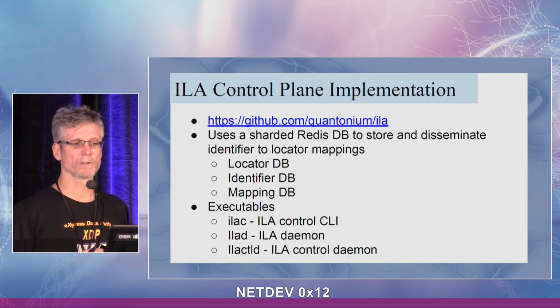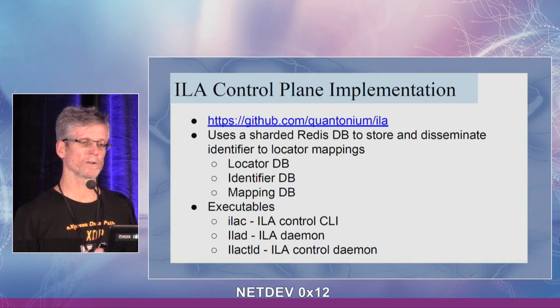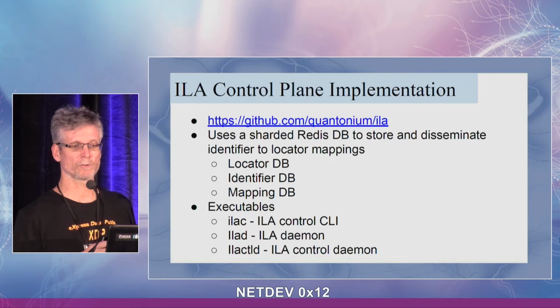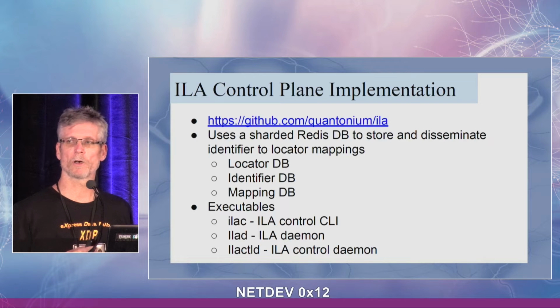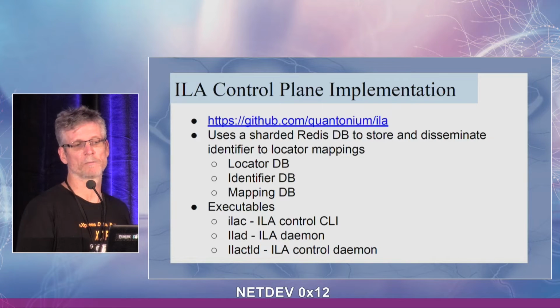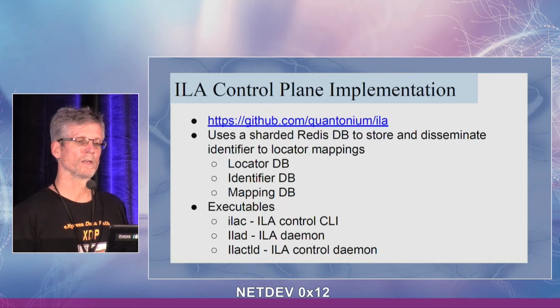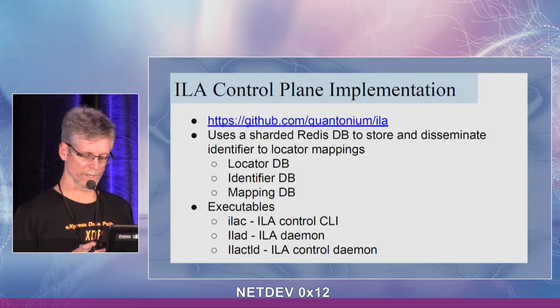We actually divide this up into 3 databases, so I'll have a little more information on that. There's a locator database, identifier, mapping. In the GitHub, you can also find a number of executables to control this. There are some control daemons, and also a CLI that allows inspection of the databases, inspection of the mapping table, and control of the mobility.